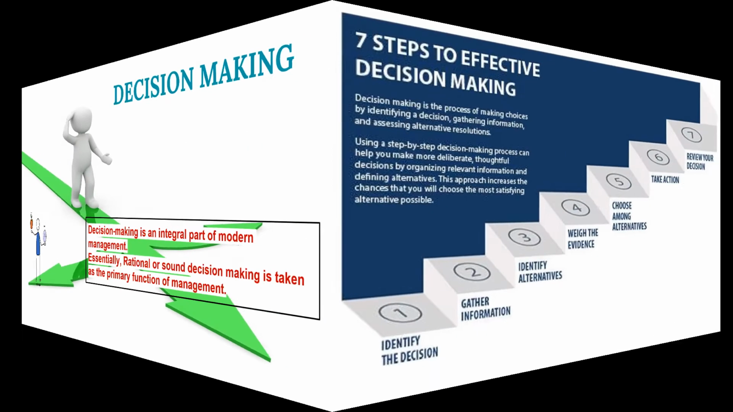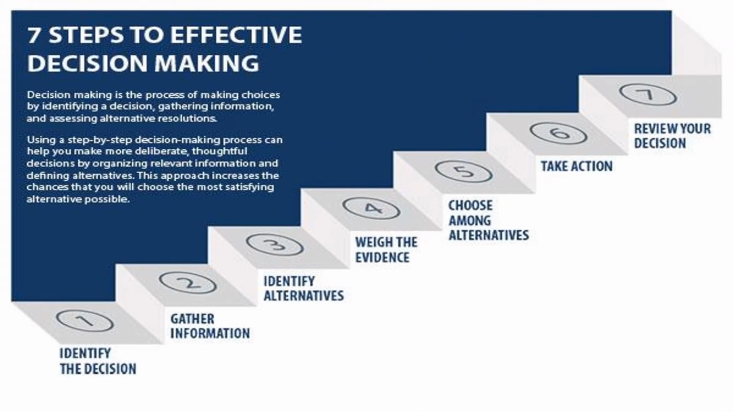Now let's talk about the decision making process. Decision making is an integral part of modern management. As I've already explained, rational and sound decision making is taken as a primary factor under management, so the decision making process has its own importance. Decision making is the process of making choices by identifying a decision, gathering information, and assessing alternate resolutions.